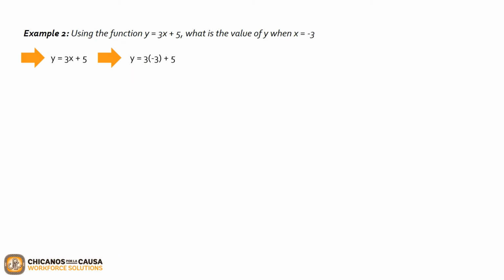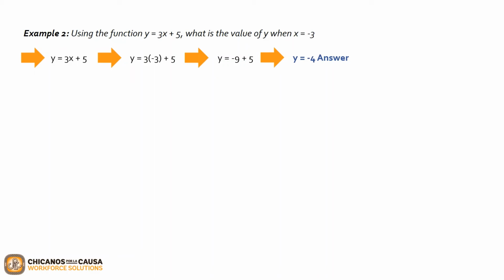This gives us y equals 3 times -3 plus 5. Further solving that, it equals y equals -9 plus 5. Now if we add those two together, this gives us the final answer of y equals -4. Pretty easy, right?